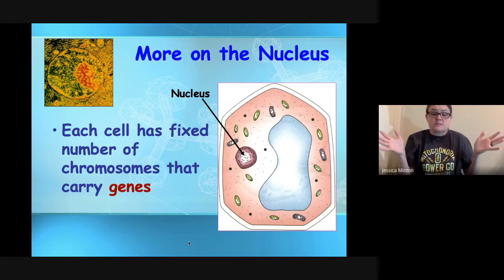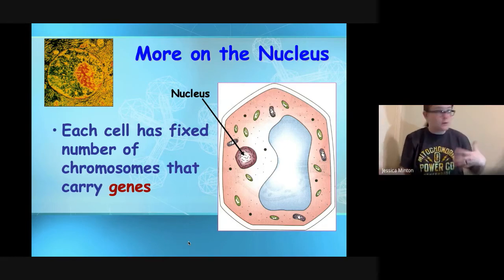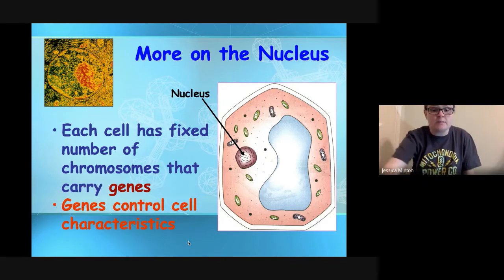whatever living organism that we're talking about. Dog, cat, fish, human, fern, Venus flytrap, oak tree. We're all going to have DNA, we're all going to have genes, we're all going to have chromosomes, but we all have a specific number that is not going to match.